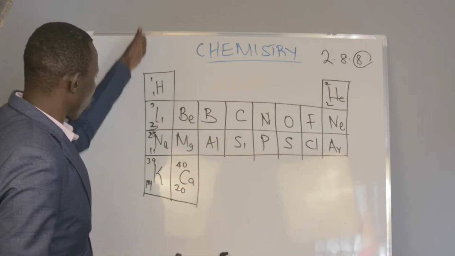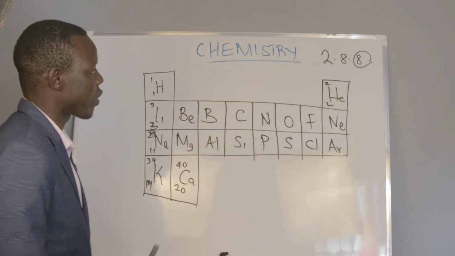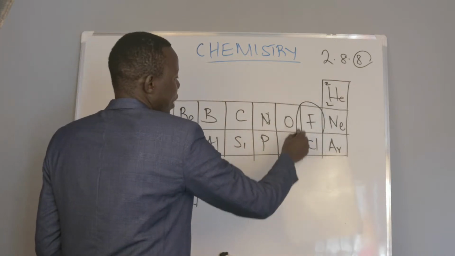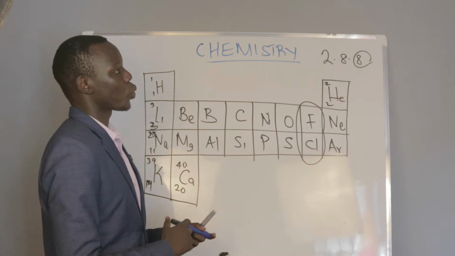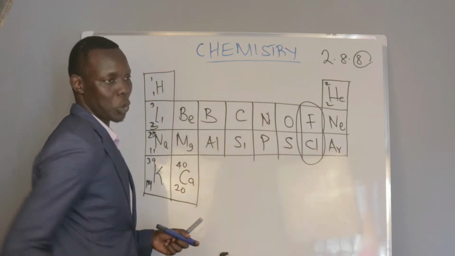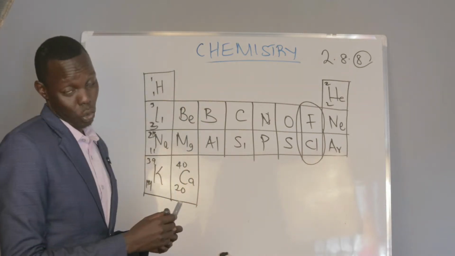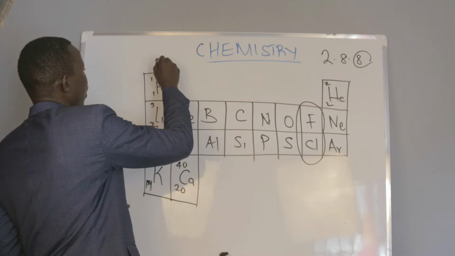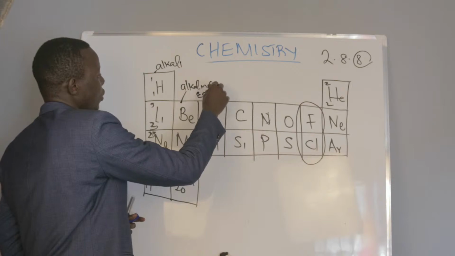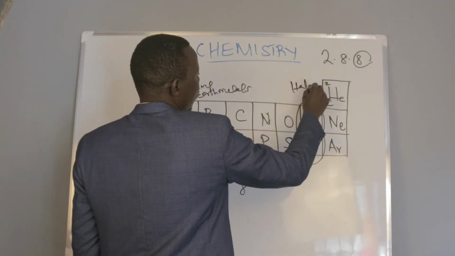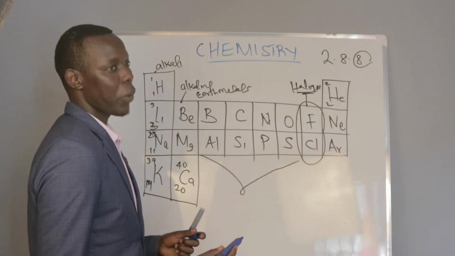So the groups are arranged like this. These are the groups. If you are told to identify group 7, you must come and identify group 7 from here. If you are told to give the name or to mention group 7, you are supposed to give its name. So this one, group 1 is called alkali metals. The family name is called alkali metal. Then the halogens.